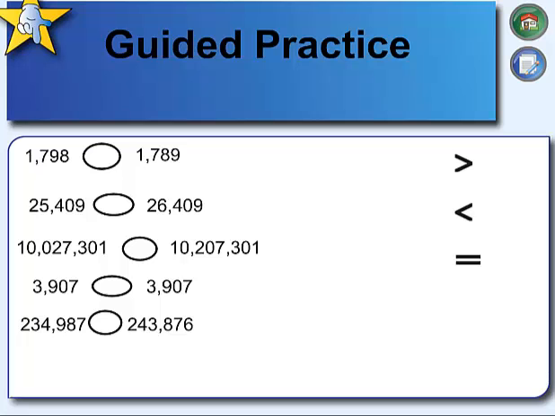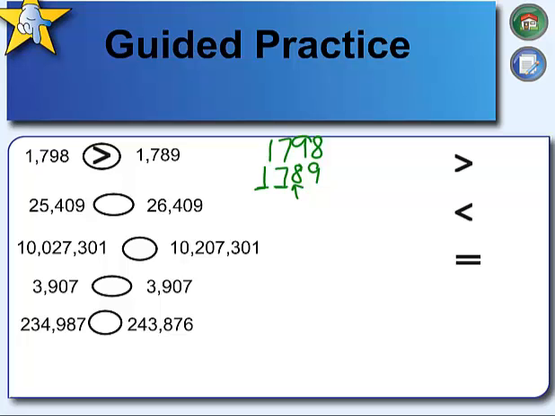Here's some guided practice. Let's try these together. 1,798 and 1,789. The 1s are the same, the 7s are the same, but here we have an 8 and a 9. So which one is larger? You're right, the 9 is larger, so we want to put the greater than sign over there. And 1,798 is larger than 1,789.